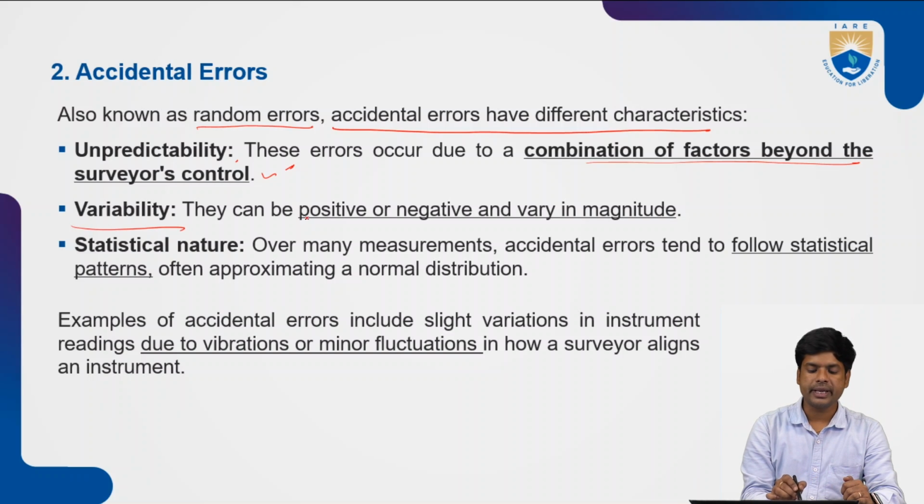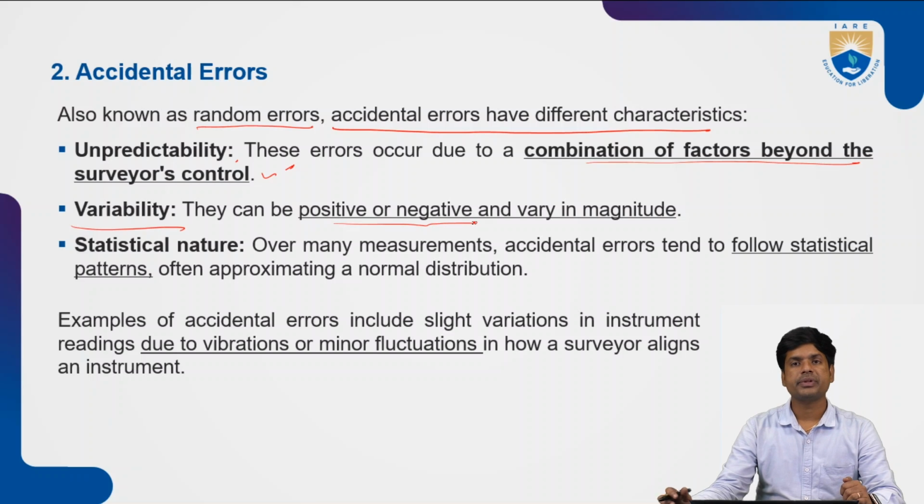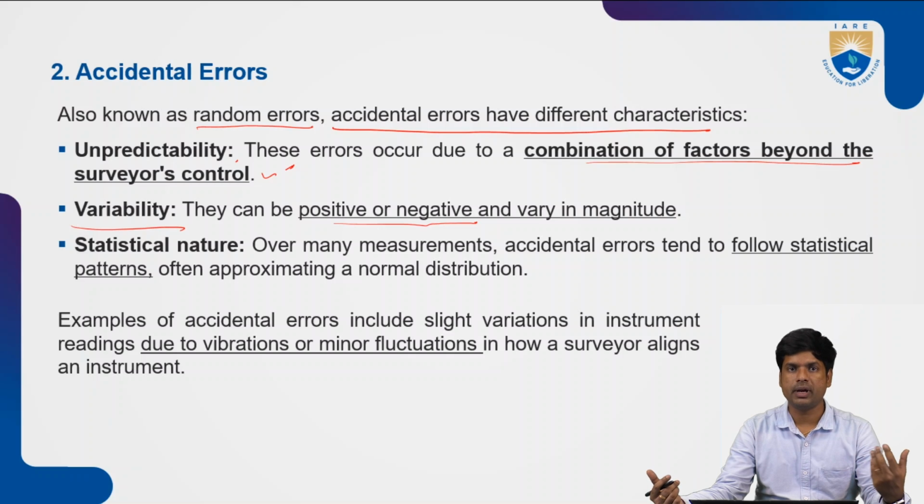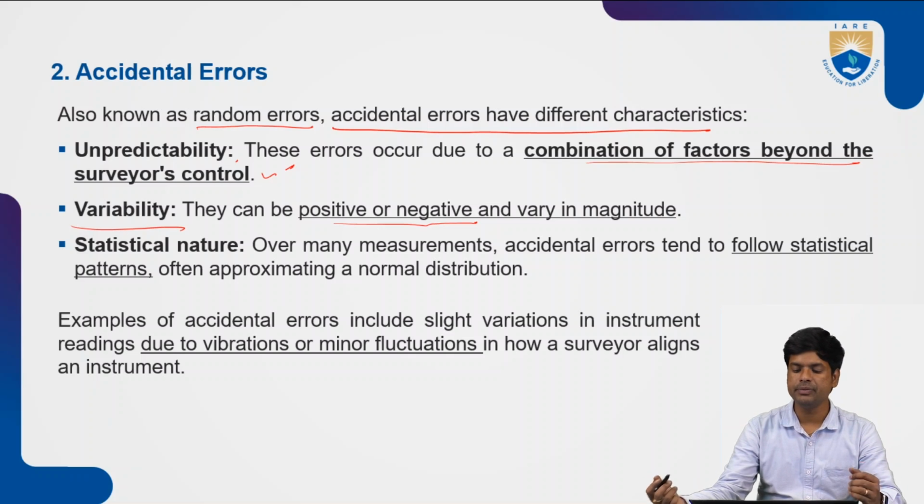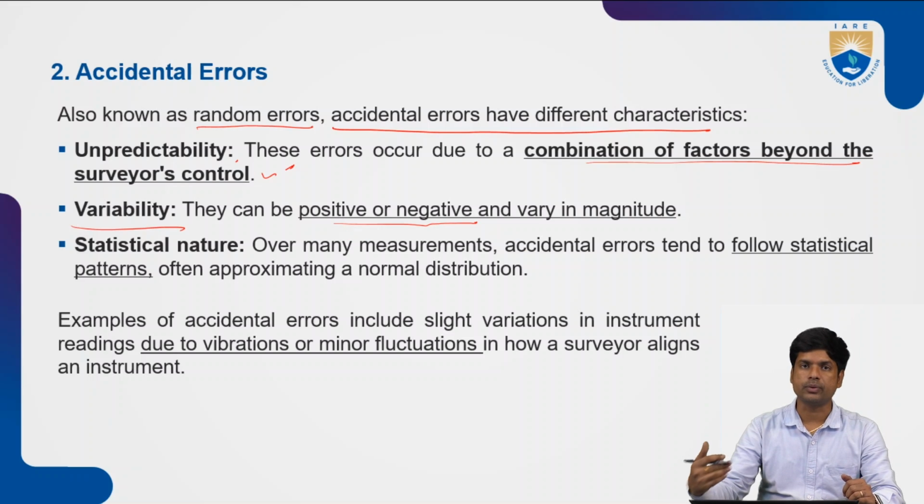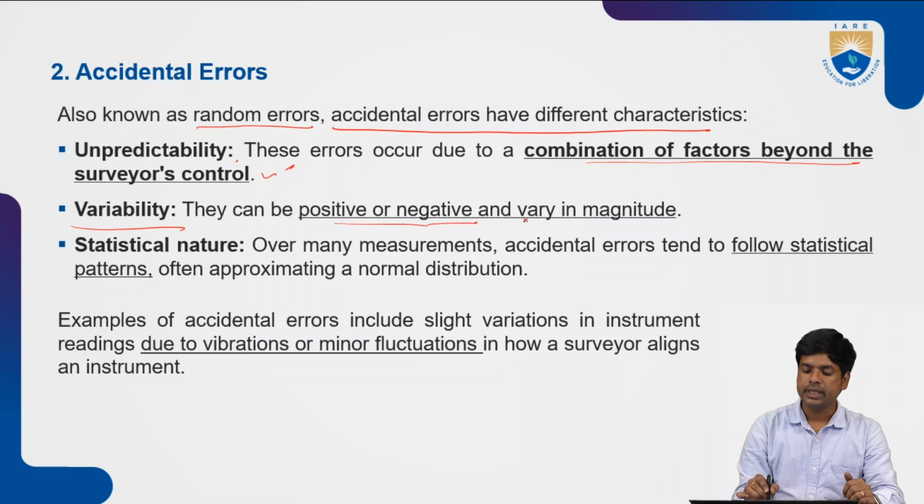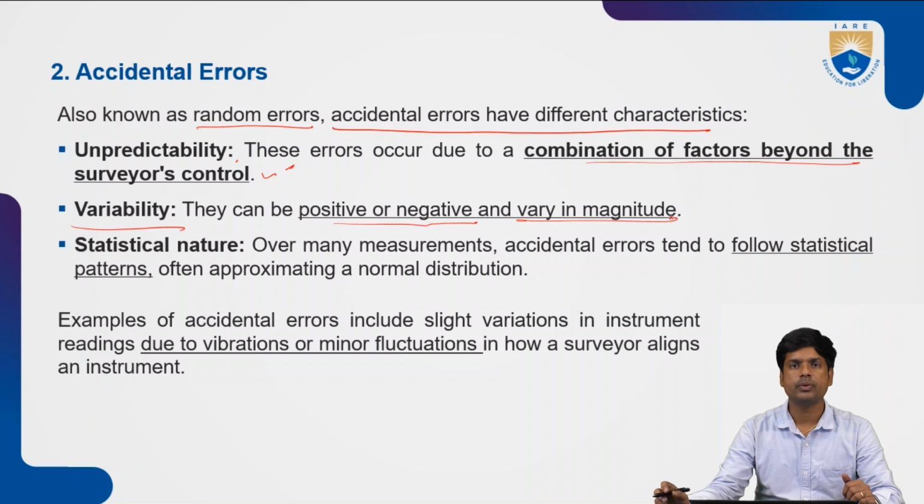And variability: they can be positive or negative and vary in magnitude. So while measuring the distances, there will be some variability, and they may be in a positive way, or they may be negative values. And they may vary in magnitude also. The magnitude values also change due to this particular variability.